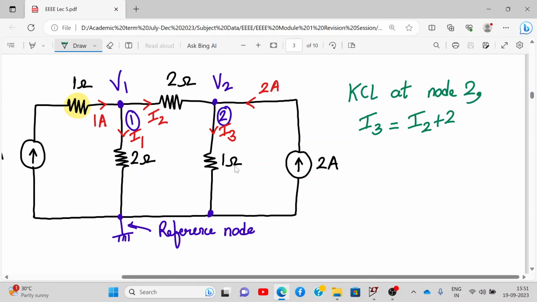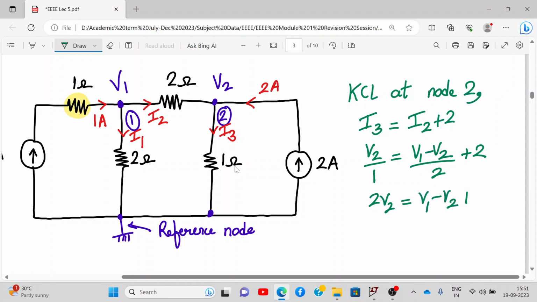Now what is I3 from here? I3 will be V2 upon 1. I2 is defined in this direction, so it will be V1 minus V2 upon 2 only. So V1 minus V2 upon 2, plus 2. Now here we can cross check: 2V2 is equal to V1 minus V2 plus 4. All right, so that is what we get over here.